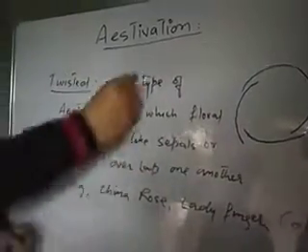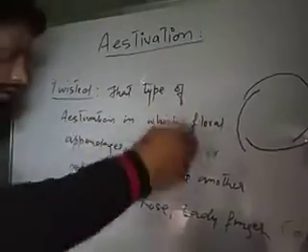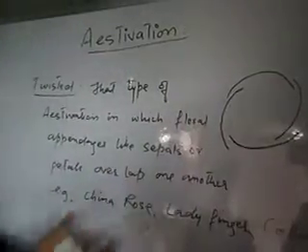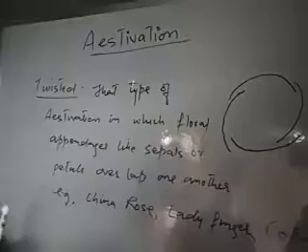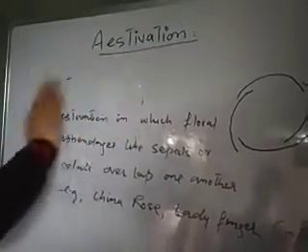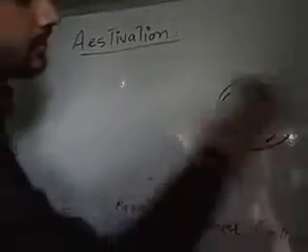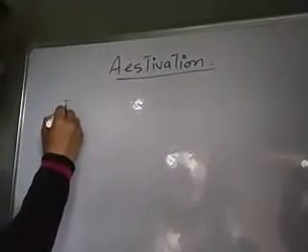So I hope you are understanding this twisted type of aestivation. This twisted type of aestivation is that in which floral appendages like sepals or petals are overlapping one another, as I have shown here in this diagram. Okay, this is twisted type of aestivation. Now the next one is imbricate.